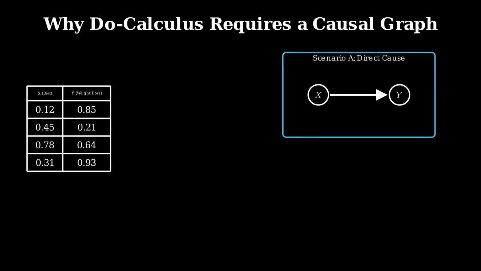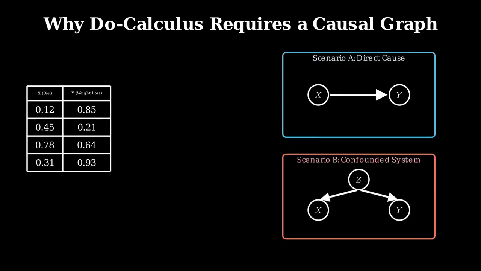Consider a study where eating a diet X associates with high weight loss Y. The numbers alone cannot distinguish between two entirely opposite realities. Is the diet directly causing the weight loss? Or is an unobserved genetic factor Z simultaneously driving both your appetite and your baseline metabolic weight loss? Both scenarios generate the exact same data pool, meaning standard statistical formulas will spit out identical numbers without an explicit directed acyclic graph, or DAG, to establish the direction of physical mechanics. Our analysis remains mathematically trapped.